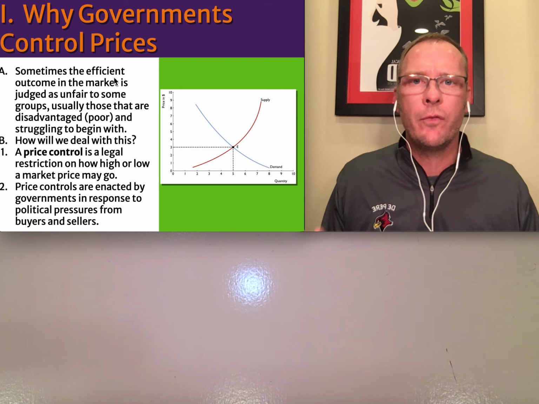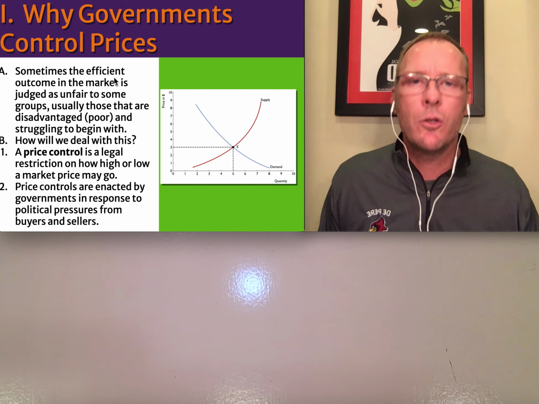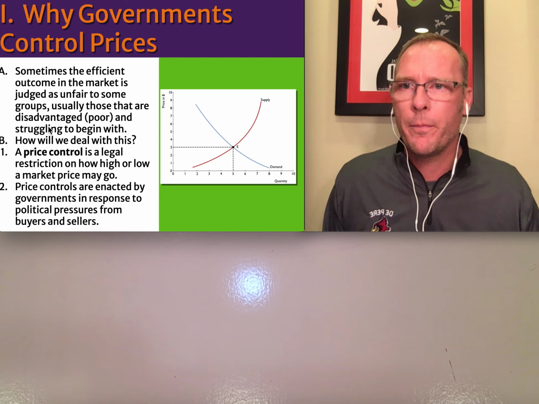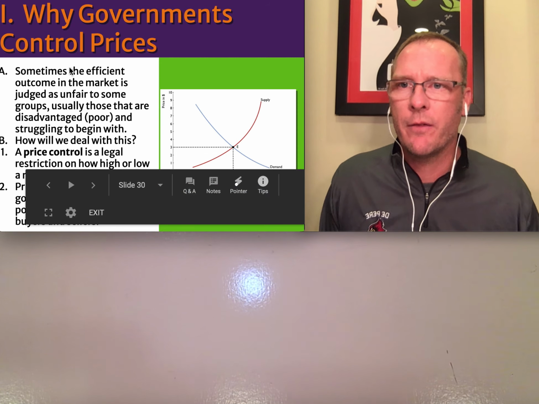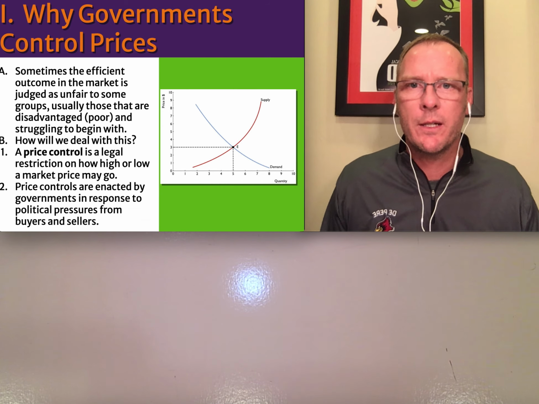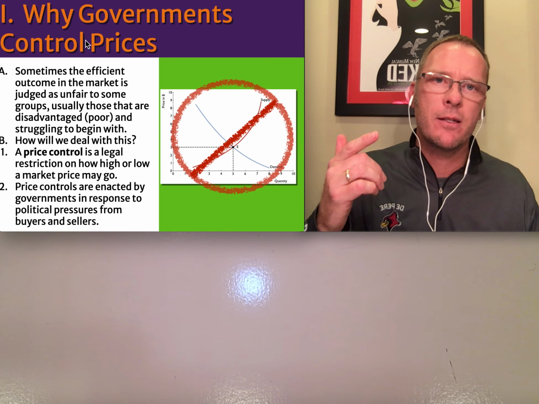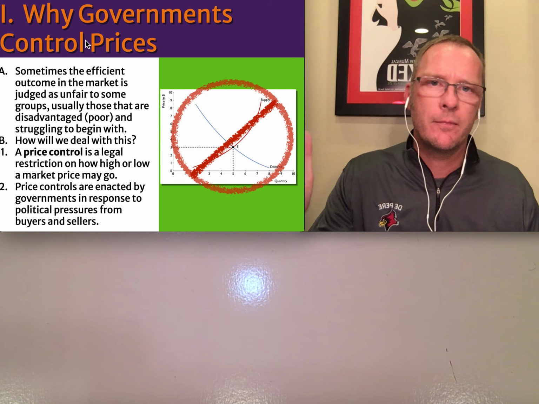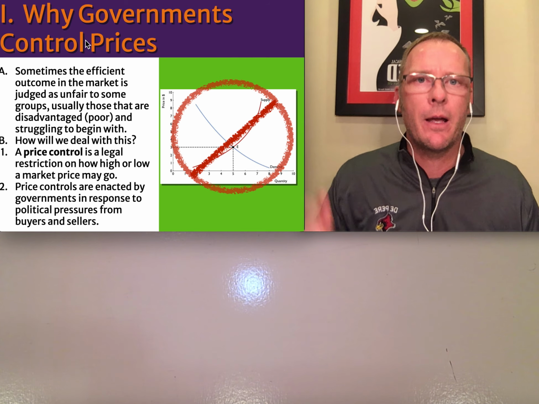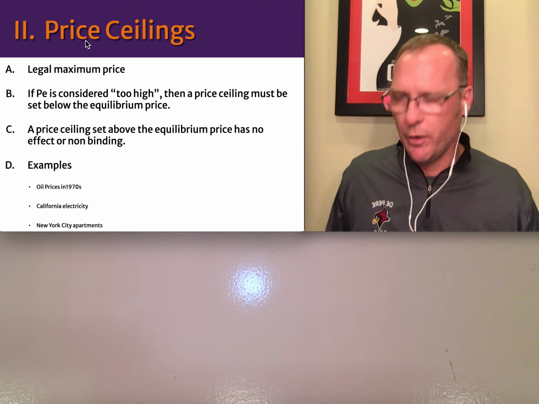But if you feel like, oh man, this really is a problem for society, you can do something called a price control. A price control, by definition, is a legal restriction of how high or low a price can go for a particular item. They're enacted by the government, and it messes with our supply and demand, so we can't get to equilibrium because something else is going to happen. As we look at price ceilings, those are the first ones we'll look at.